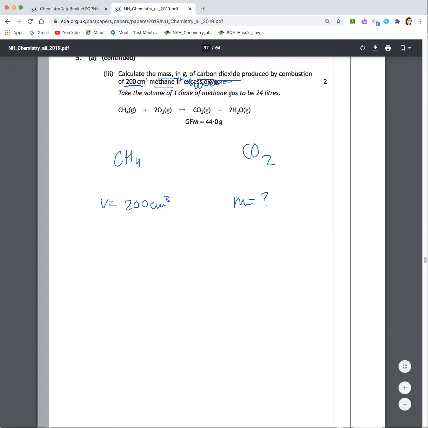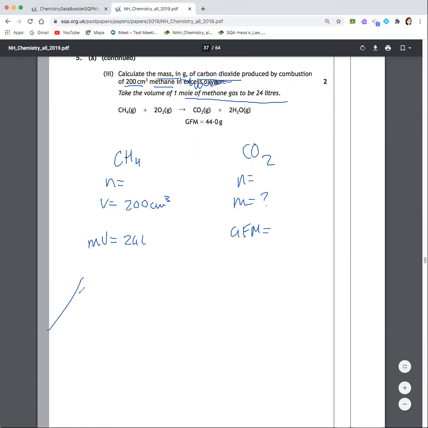We've also been given a molar volume here. So we are going to need to calculate the number of moles of methane, so we can then calculate the number of moles of carbon dioxide, which then allows us to calculate the mass. Because we're trying to work out mass, we're going to use the n = m/GFM relationship for carbon dioxide.